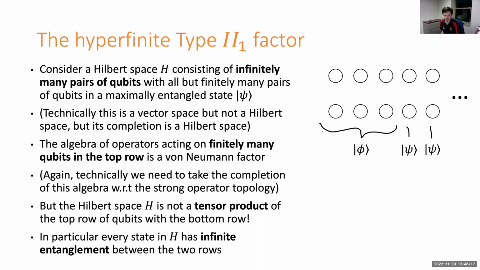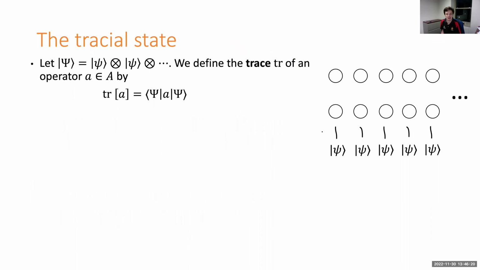So this is known as a type 2 factor. And the reason it's known as that is because it has what's called a trace. So what is a trace in this context? It just means that it's a positive linear functional on operators in A that's defined as follows. We just consider the state that I call capital psi. That's just a tensor product of little psi on all pairs of qubits. Okay, and then we define the trace of A to just be the expectation value of A in the state capital psi. This is a normalized state in the Hilbert space, and we're just using it to define something we call a trace.